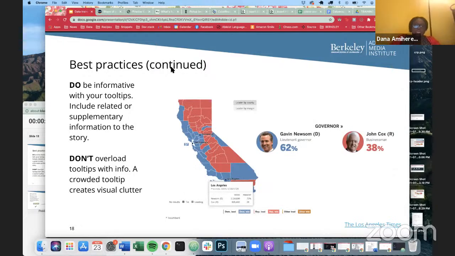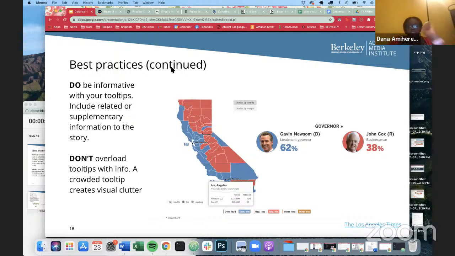Right. So something else that is really simple that a lot of people don't think of when they're creating their data visualization, whether that's interactive or an infographic, is their info windows or their tooltips. You want to create something that's informative and includes contextual information, but you don't want so much information in there that it's cluttered.